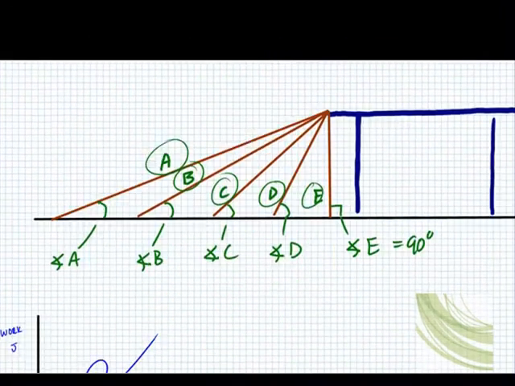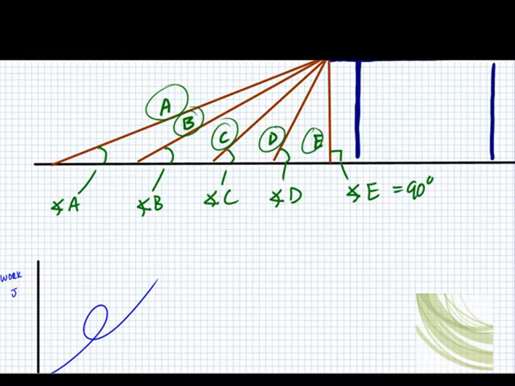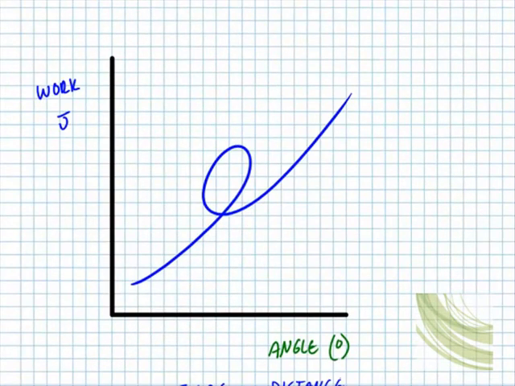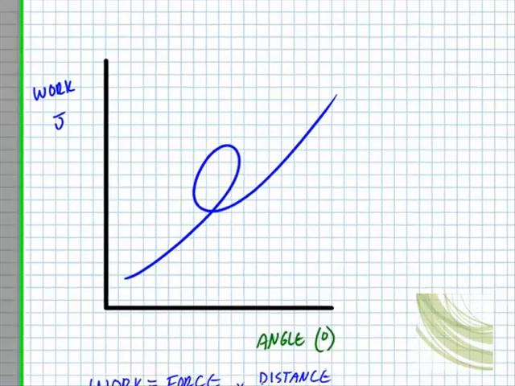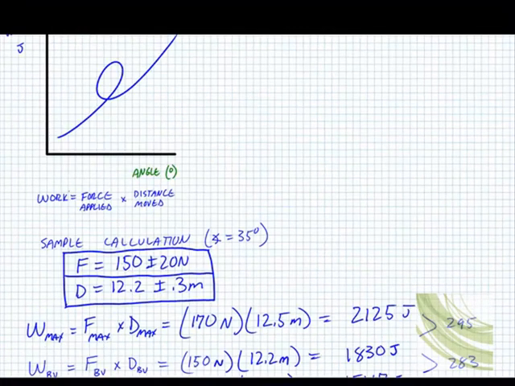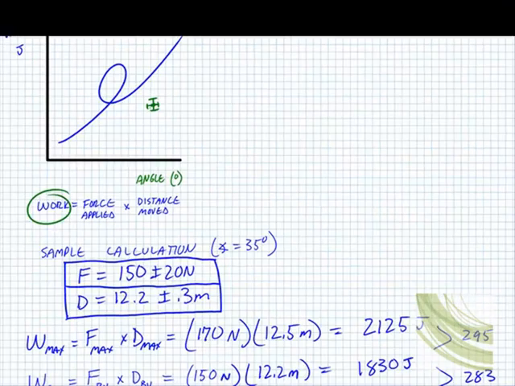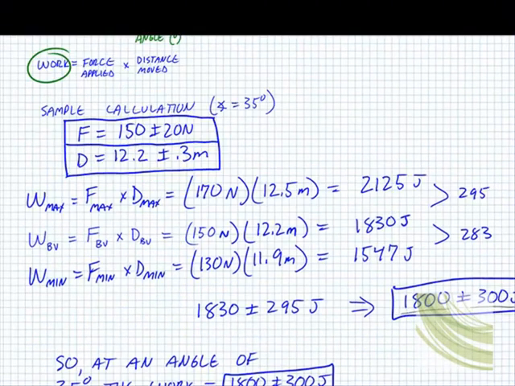So here we have it. We have roads A, B, C, D, and E, and angles A, B, C, D, and E that are corresponding. And here's the graph that we have to make. In order to make that graph, we're going to need to calculate work, and in order to get our error bars on the graph, we're going to need to work with some uncertainties.